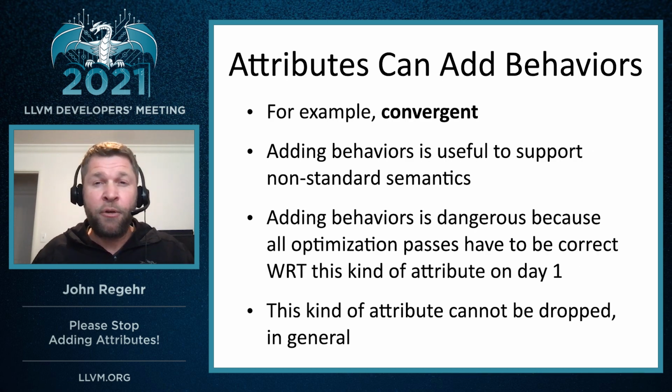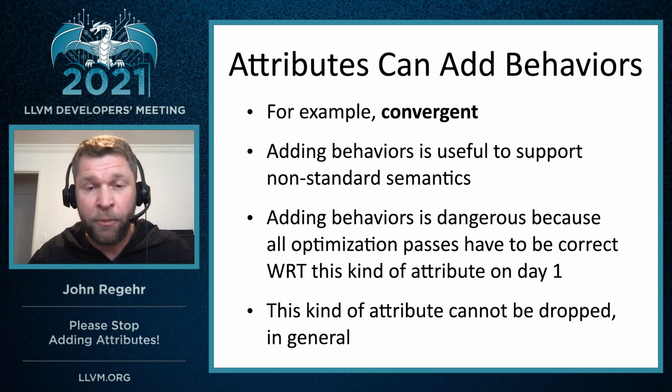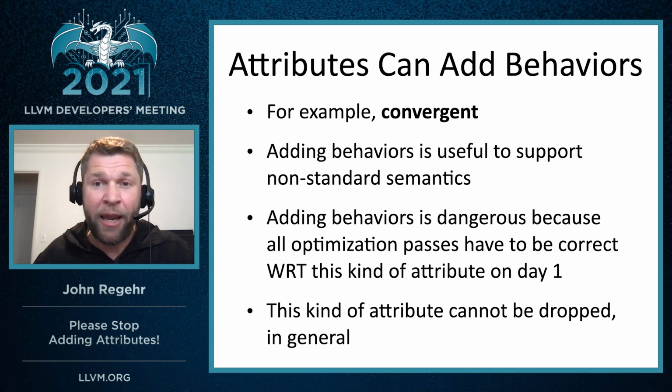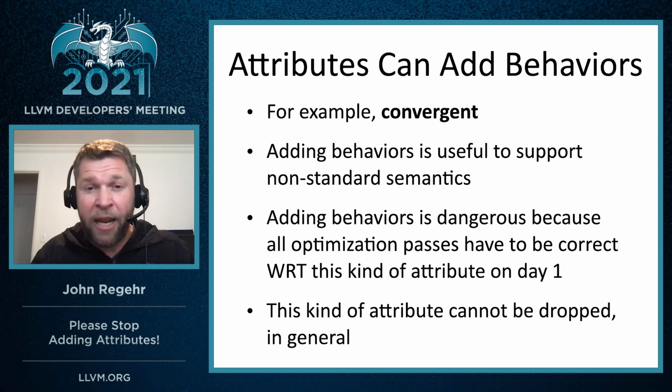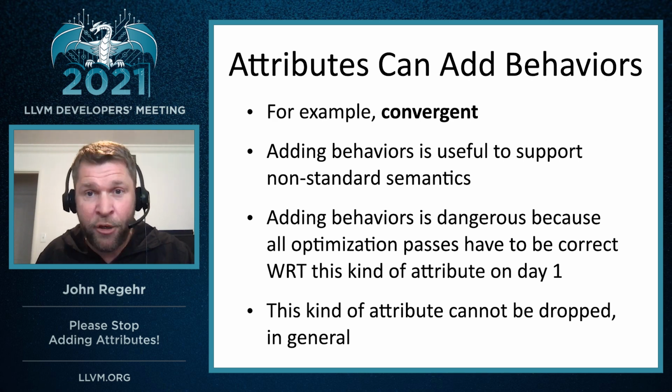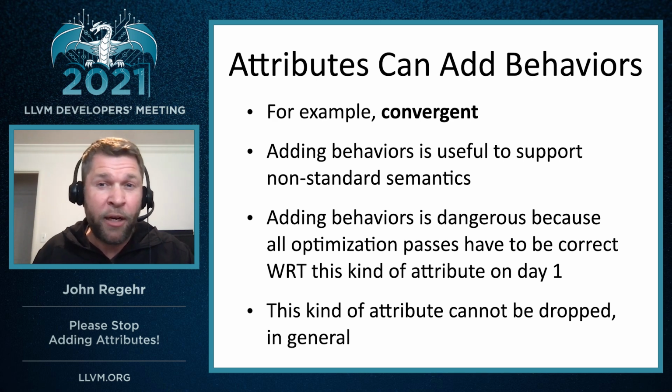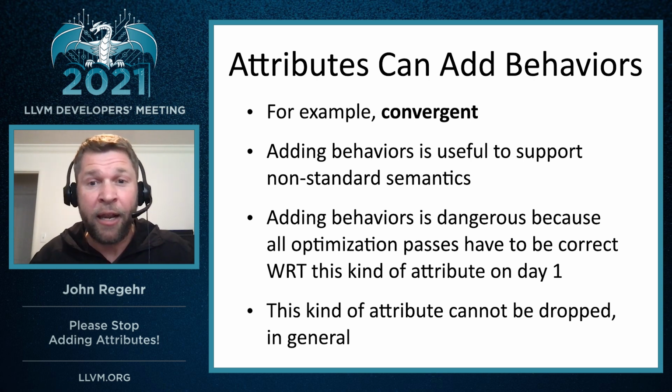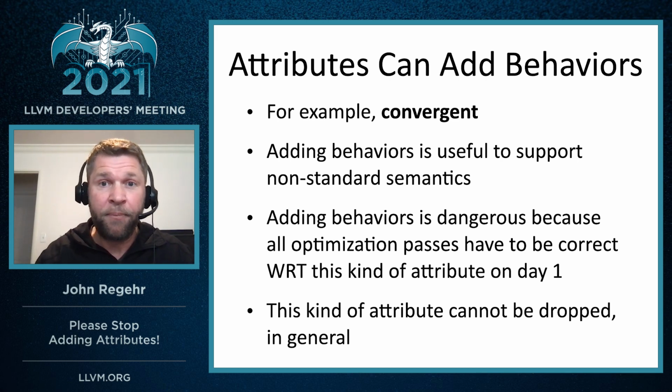Another thing attributes can be used to do is add behaviors to functions. For example, the convergent attribute says that a function with this attribute is a non-standard function. It has non-standard semantics, and we can't do all of the transformations to that function that we can do to regular LLVM functions. Adding behaviors to functions is even more dangerous than removing them because, from day one, as soon as this attribute lands, all optimization passes have to be correct with respect to it. We can't add the attribute and then add things that use it later. We need to get this right in advance. And this kind of attribute can't be safely dropped like the other kind can. This makes them extraordinarily tricky and dangerous to introduce into our compiler.